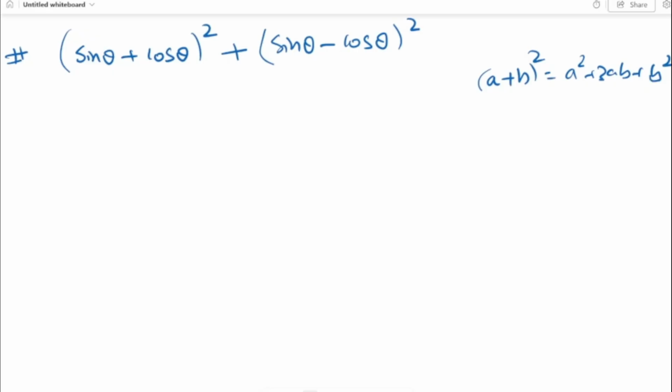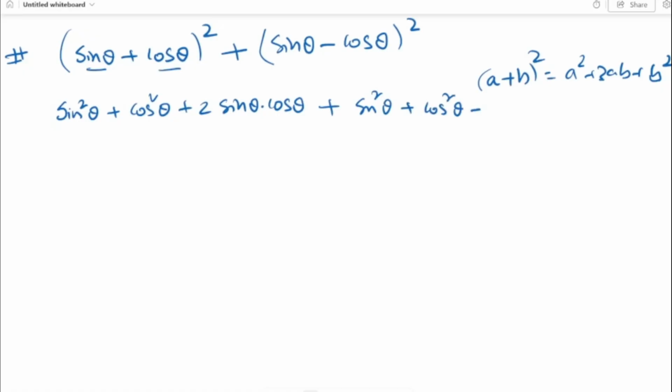Excuse my handwriting. So in a plus b, pretend this is a and this is b. When you expand, it becomes a square plus b square plus 2ab. Then you expand a minus b whole square: a square plus b square minus 2ab. Now, if you look closely, plus 2 sine theta cos theta and minus 2 sine theta cos theta negate each other, they cancel off. Now, what do you end up with?